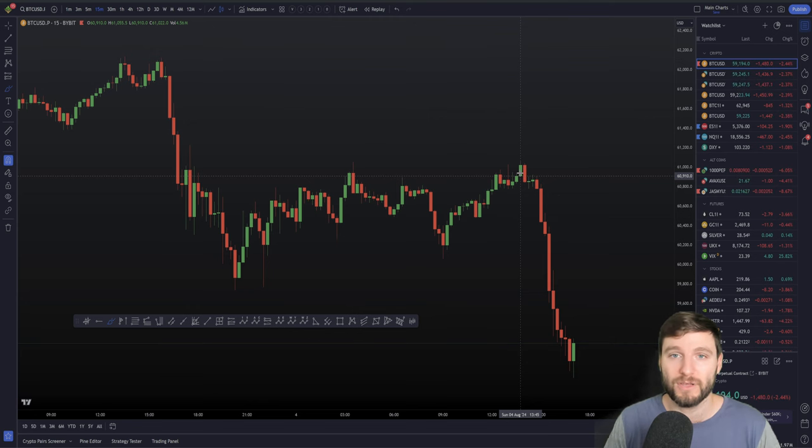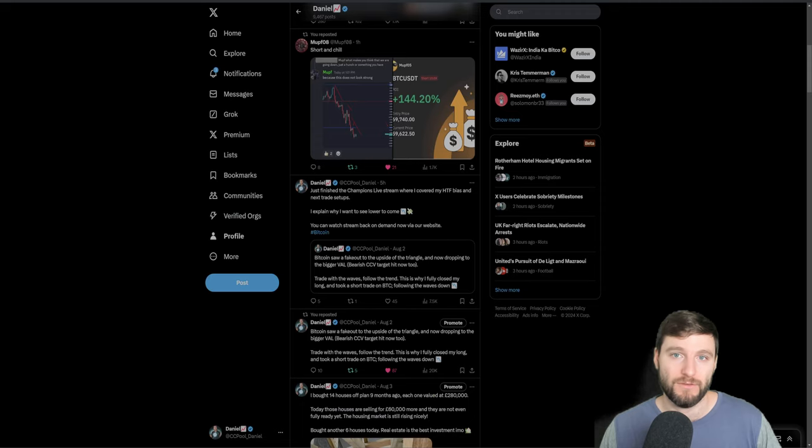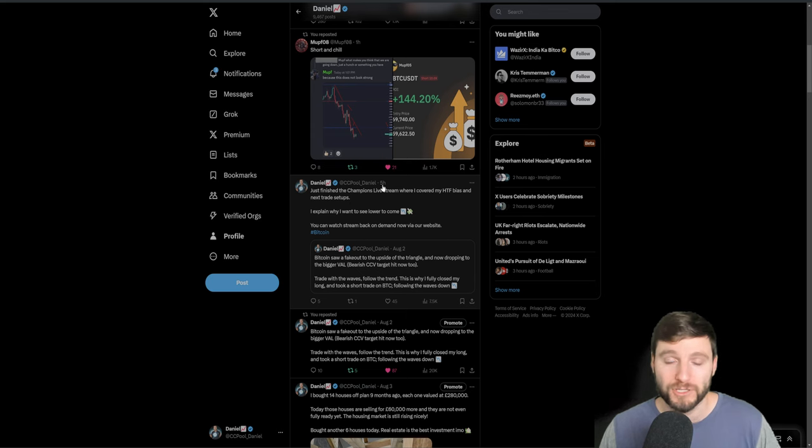I am not going to long here. I believe the higher support is lower down in the chart. This, for me, is a weak support, and I am expecting lower prices to come. Of course, this tweet was put out before this drop to the downside.